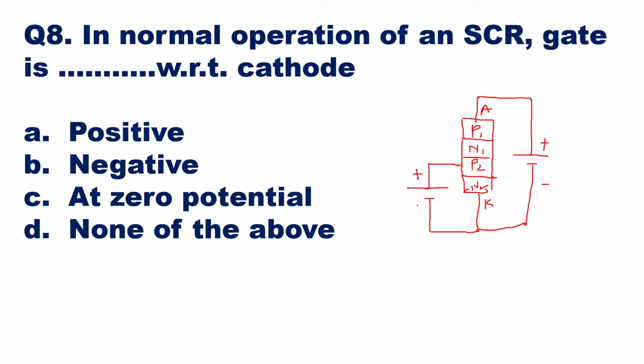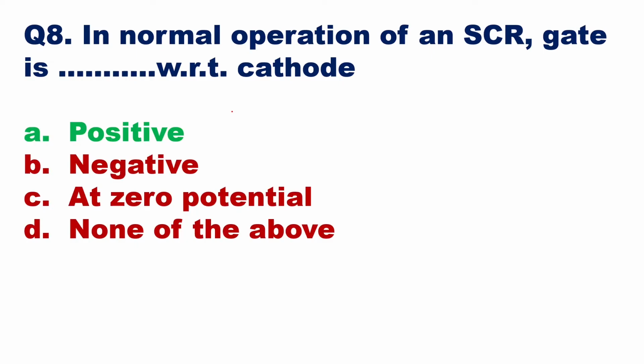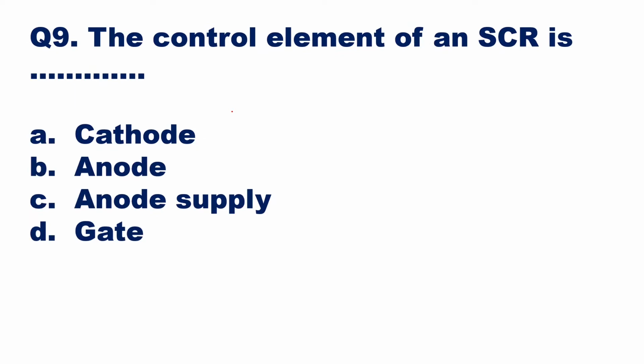Okay, so gate also has to be positive with respect to cathode. So here option A will be the right answer. With respect to cathode, the gate is positive for normal operation of an SCR. So here you can see option A, positive, is the right answer. Then we'll go to question number 9.